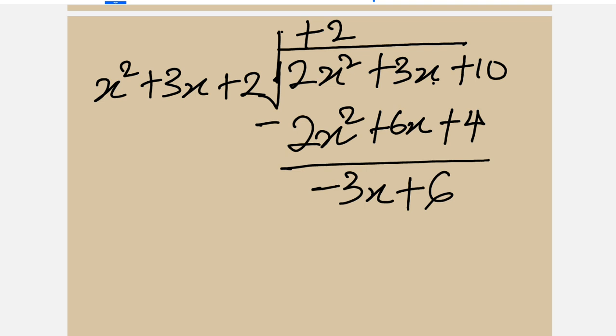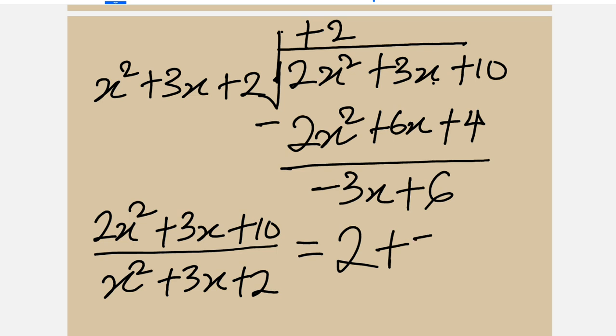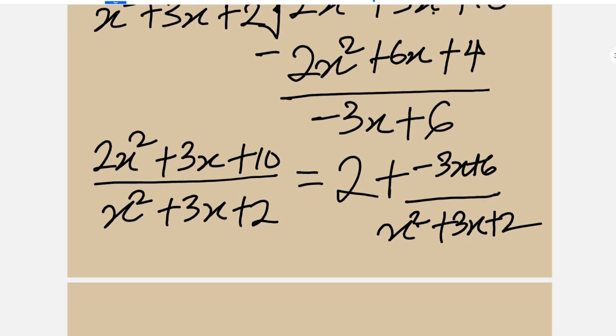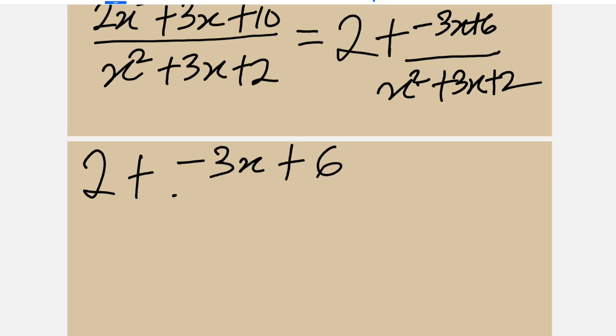So the division of 2x squared plus 3x plus 10 by x squared plus 3x plus 2 will surely give you 2, plus (minus 3x plus 6) over x squared plus 3x plus 2. This is how it now looks. So this is what we want to expand into partial fractions: 2 plus (minus 3x plus 6) over x squared plus 3x plus 2.